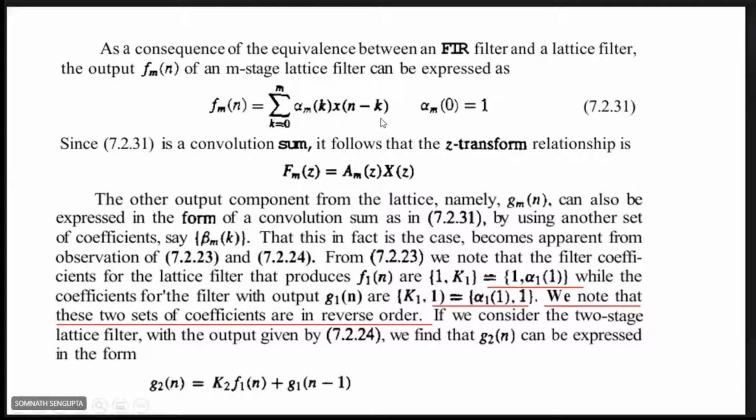Due to the equivalence of FIR filter and lattice filter, we can directly tell that your main output fmn is actually yn. Since yn is the convolution between alpha m and xn, fmn is also the convolution between alpha m and xn. If you take the Z transform, it becomes FmZ equal to AmZ into XZ, because convolution becomes multiplication in the Z domain.